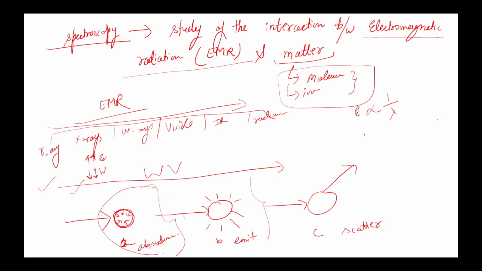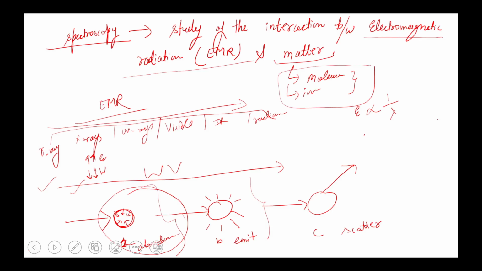Here we are talking about absorption spectroscopy. A specific amount of energy is needed to promote an electron in a substance to a higher energy state, which can be detected as absorption.